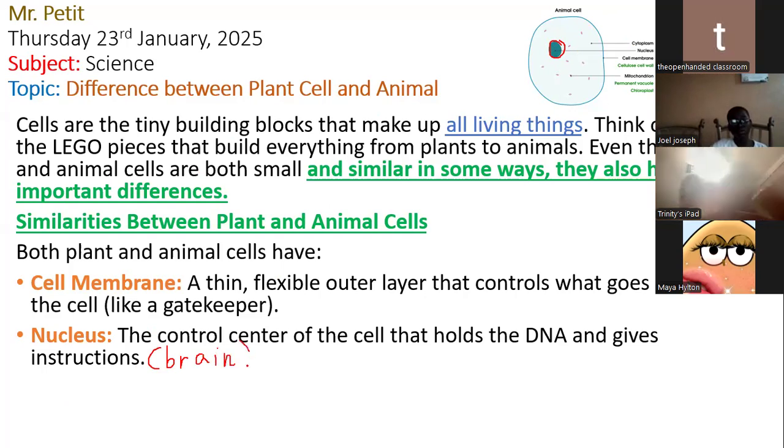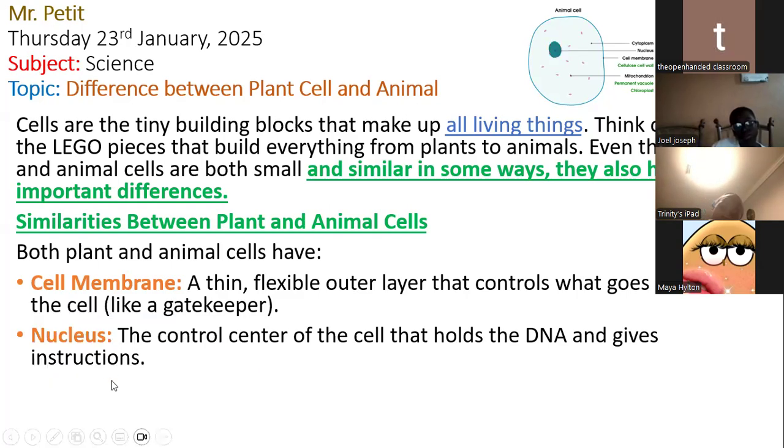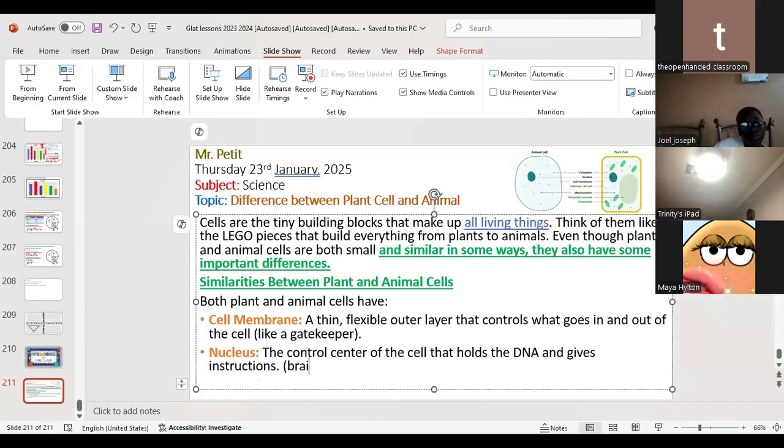Okay. Now, what are two structures that both plants and animal cells have? Cell membrane and nucleus. All right. So which structure is like the gatekeeper? Cell membrane. Very good. And which structure is like the brain of the cell? The nucleus. Very good. And both plants and animals have the gatekeeper, and both of them have the brain of the cell.